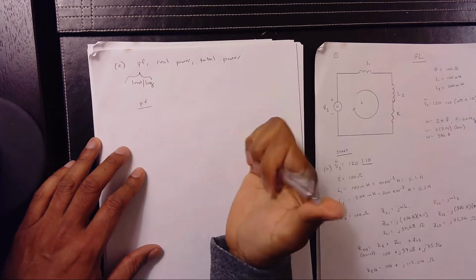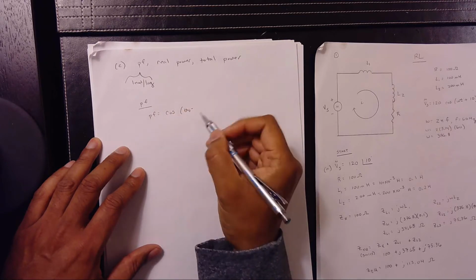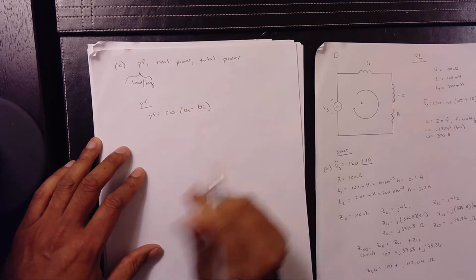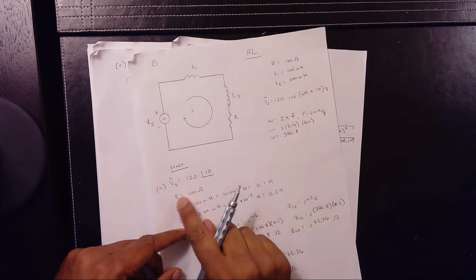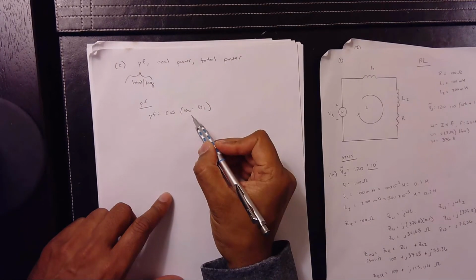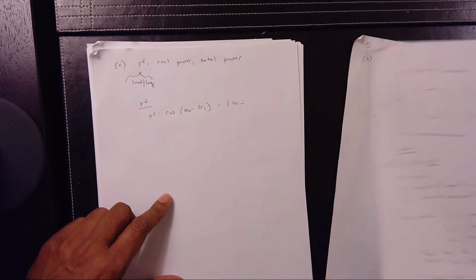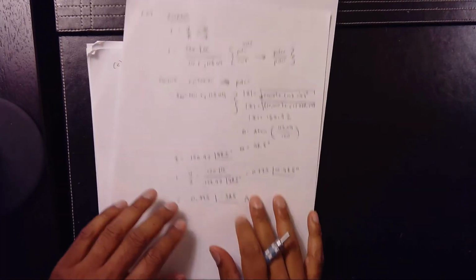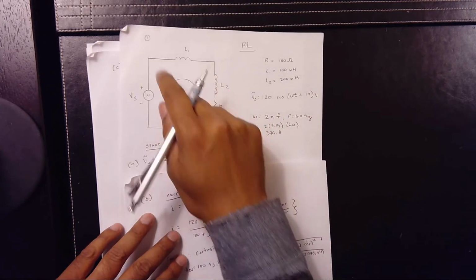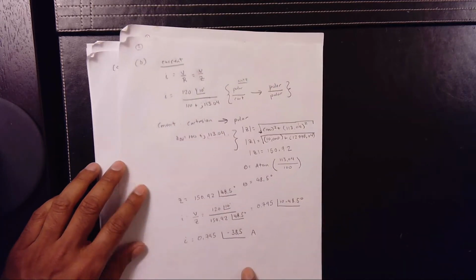Our power factor is simply the cosine of the angle of the voltage minus the angle of the current. Let's look at the angle of the voltage. It's given to us here: 120 cosine omega t plus 10, or 120 at 10. So our theta v is 10, minus the angle of our current. The angle of our voltage is on page 1, and the angle of our current was found on page 2.